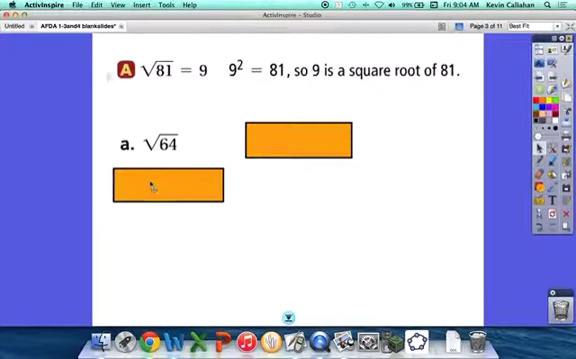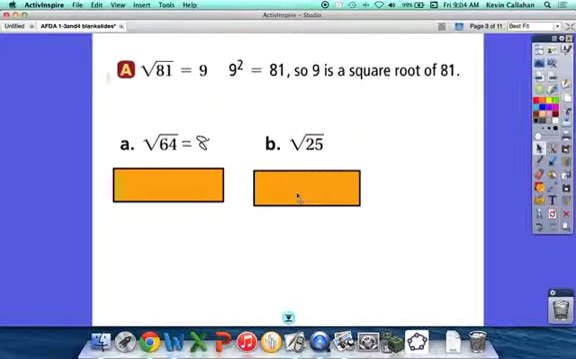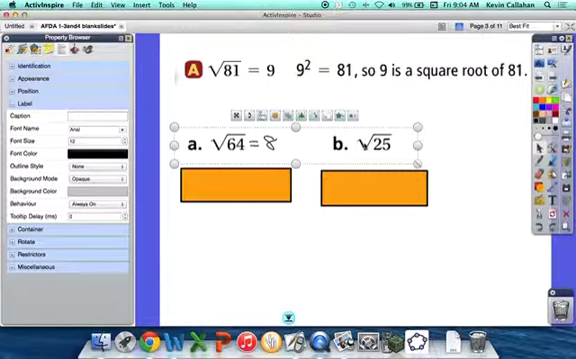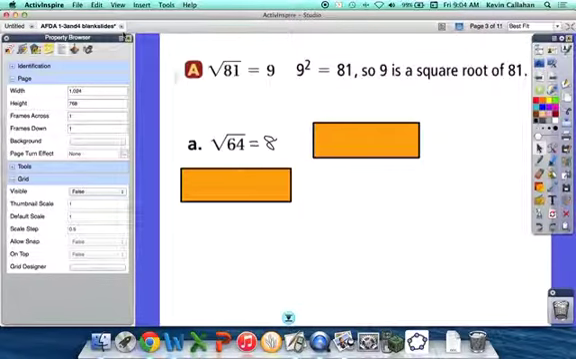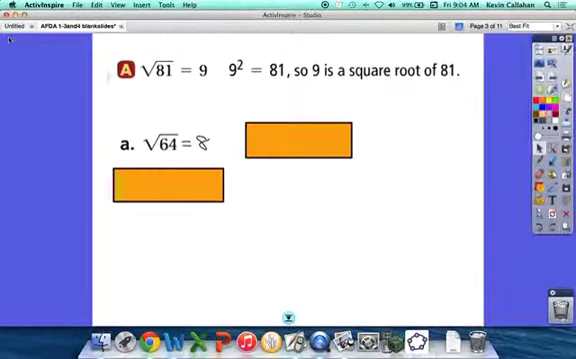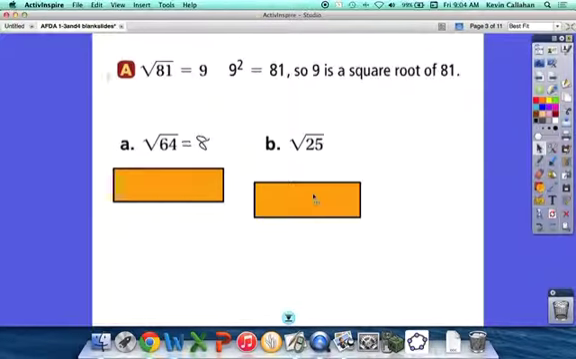Okay, how about that one? The square root of 64, because 8 squared equals 64, then the square root is 8. And the square root of 25, right? 5 squared is 25, so the square root is 5.